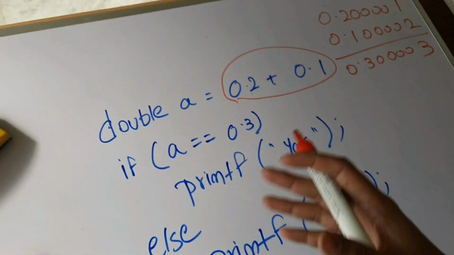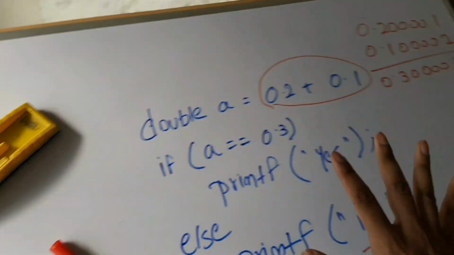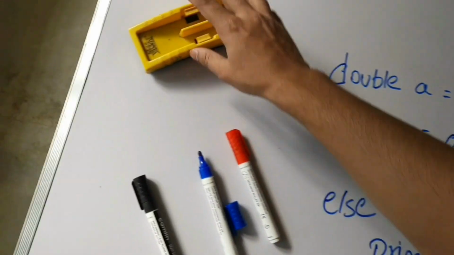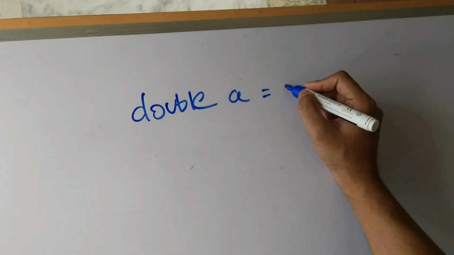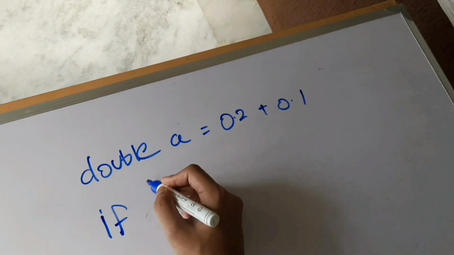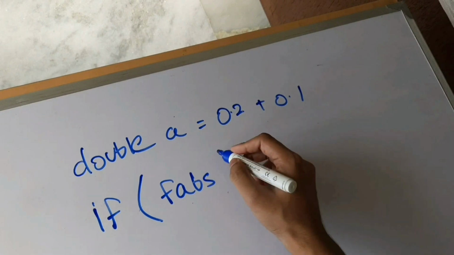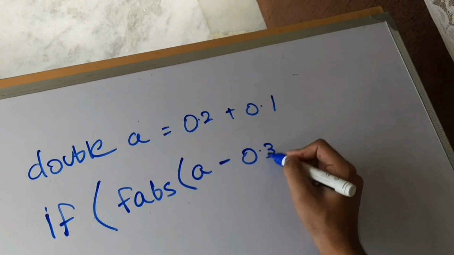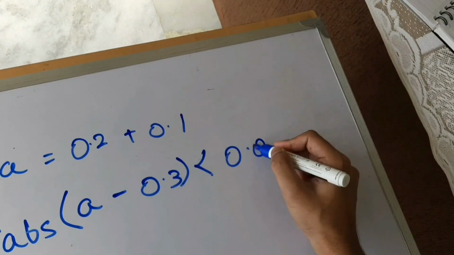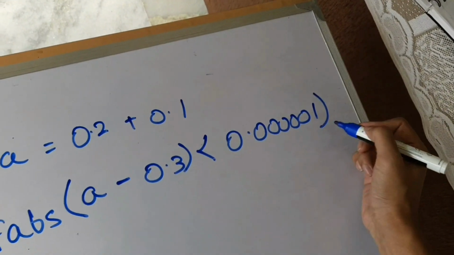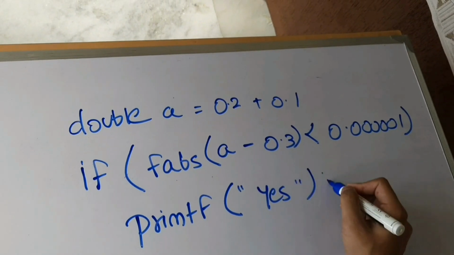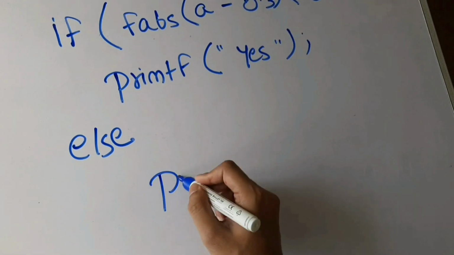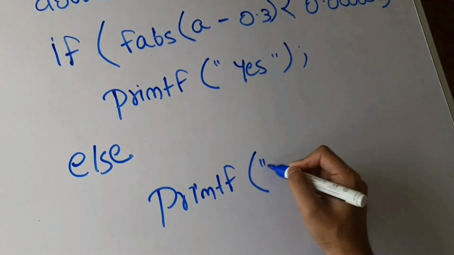In order to prevent this, what we should do is call the float absolute function present in C. Let me show you that. So what we should do is we take double a is equal to 0.2 plus 0.1. This part is same. Now what we have to check is if float absolute function of a minus 0.3 is lesser than 0.000001 perhaps, then we should print yes, else no.